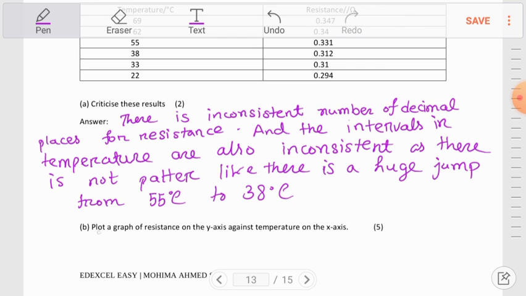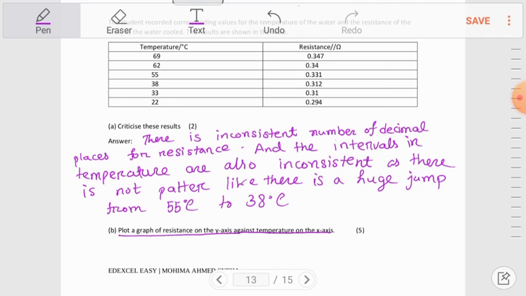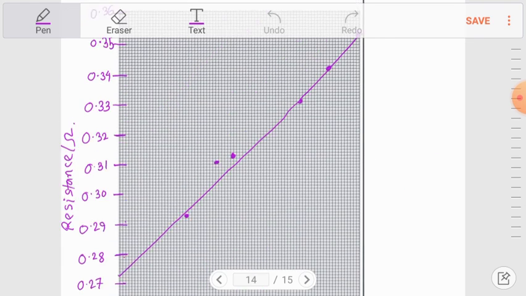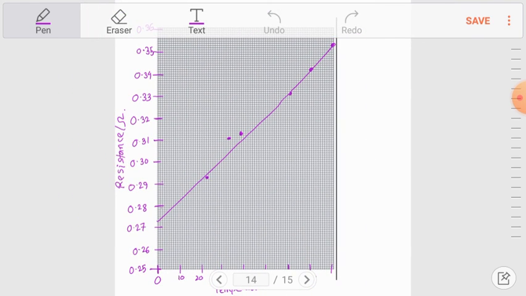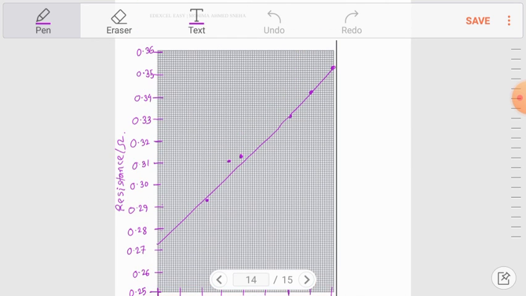In 5b, we need to plot a graph of resistance on the y-axis against temperature on the x-axis. It's already written that we need to plot the results for the resistance on the y-axis and the results for the temperature on the x-axis. I have used these results and plotted the graph already here. The graph would look something like this. It's a straight line, and this is the end for part B. So I'm directly moving to part C.